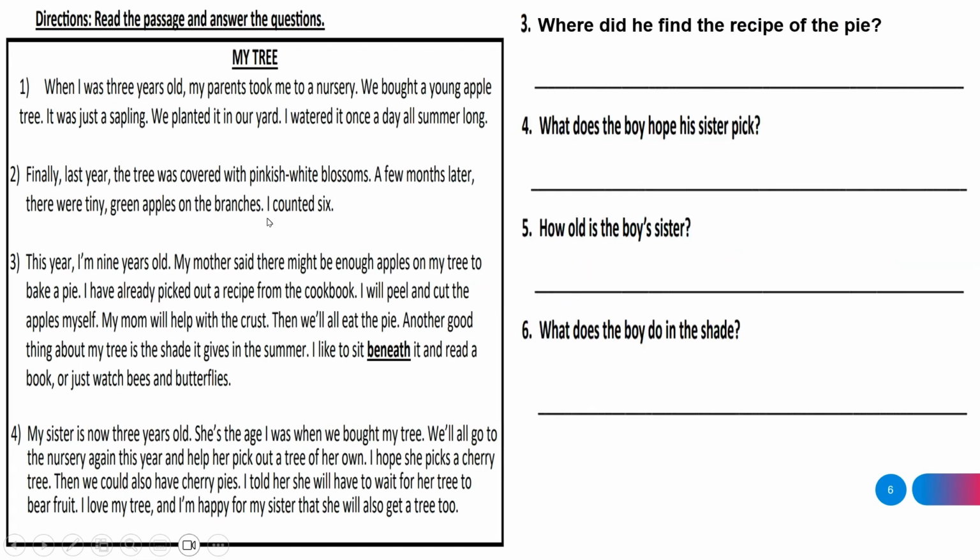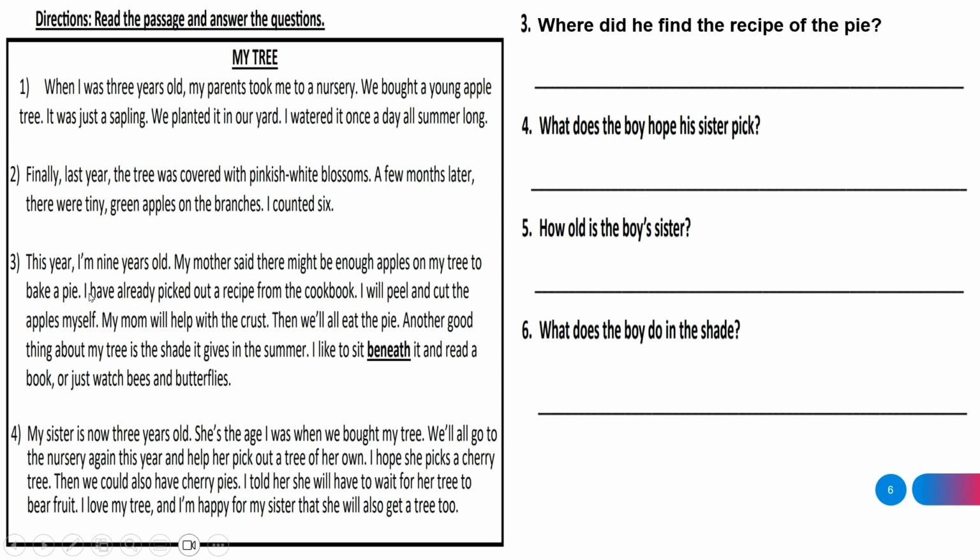Question number 3, where did he find the recipe of the pie? And we can see that in paragraph number 3, in line number 2, I have already picked out a recipe from the cookbook. You can answer directly from the cookbook, or you can start with the text from the beginning, but note that you need to change the subject, because here in the story he's talking about himself.